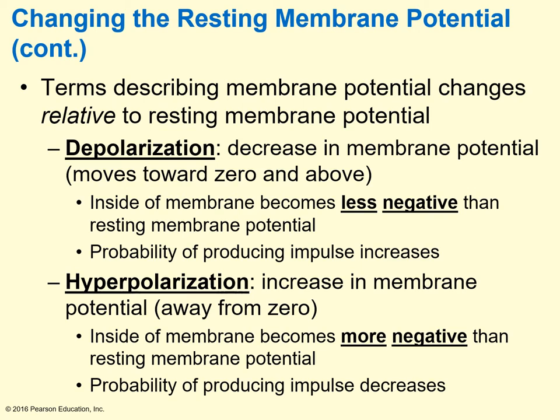Hyperpolarization is when you're changing that membrane potential and you're going to make it even more negative. So it's already at -70, you're going to make it even more negative. You might go to -80 or -90 millivolts. So you're making it even more negative, and basically you're decreasing the chances of generating an impulse. So it's more of an inhibitory type of effect.